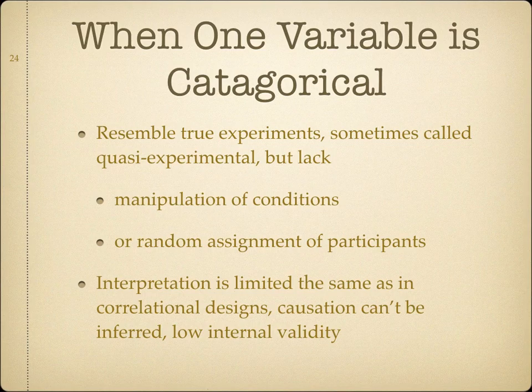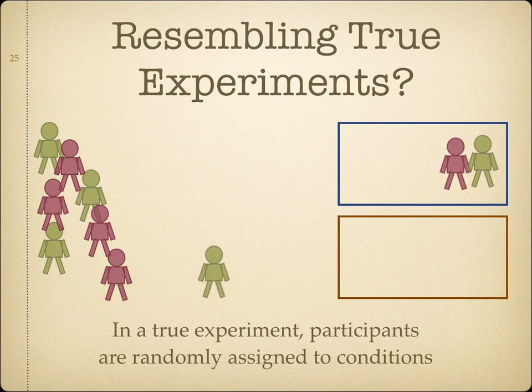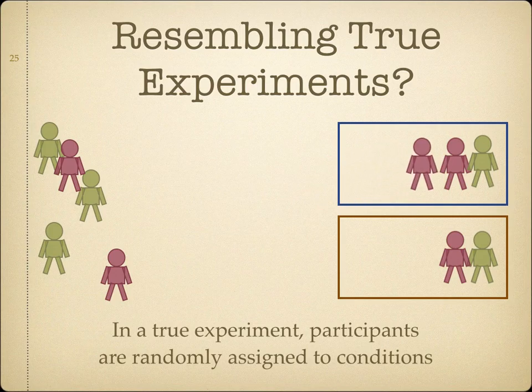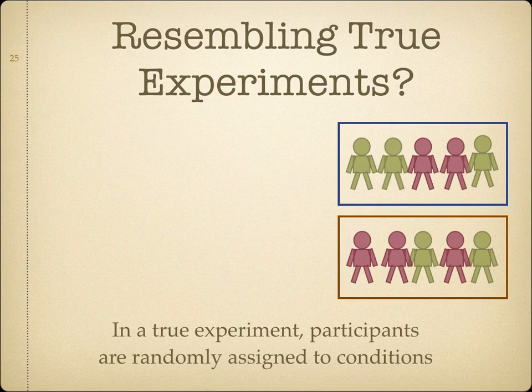Let me describe a little more about what we mean by this resemblance to true experiments. In a true experiment, participants are randomly assigned to conditions. So we imagine that we have participants of two different types to keep it simple for discussion purposes. In the random assignment, a green type person and a pink type person go here and there and there and there. We have the persons relatively randomly assigned to their conditions, and we don't have any concerns about there being systematic differences between the two groups. The conditions of the study have all of each group in them. The random assignment helps us out.